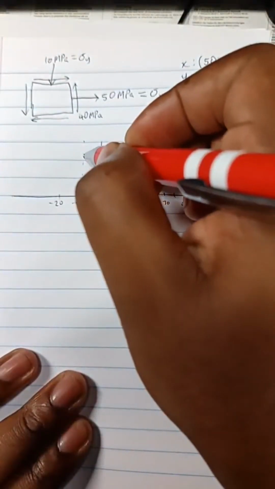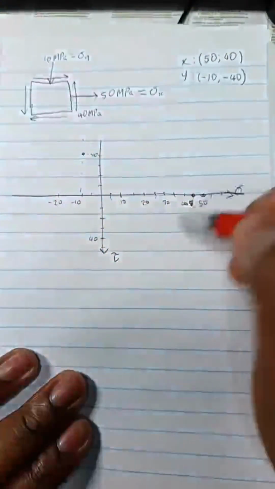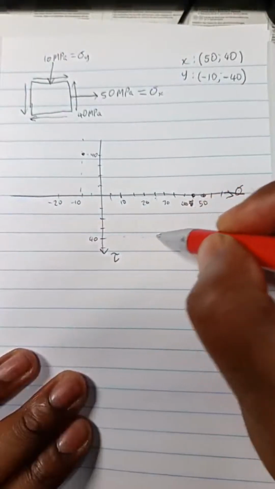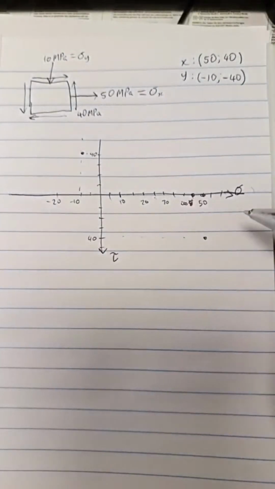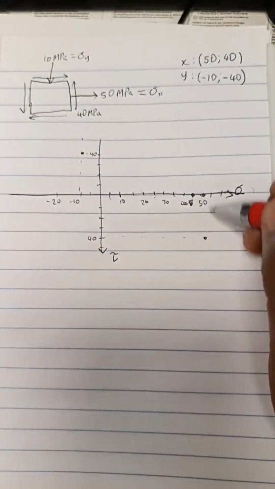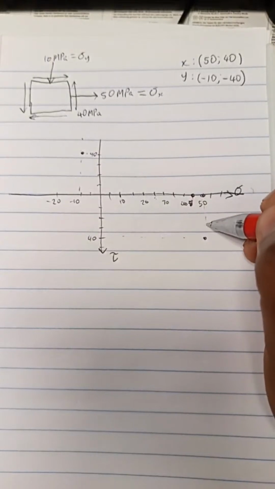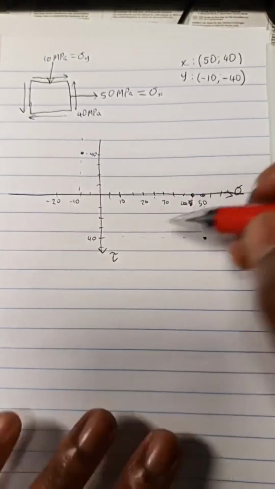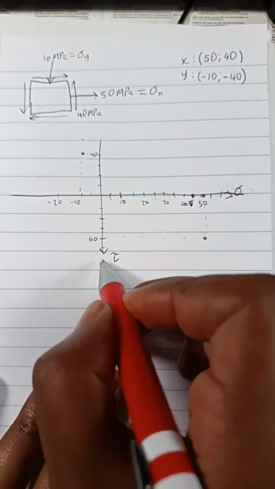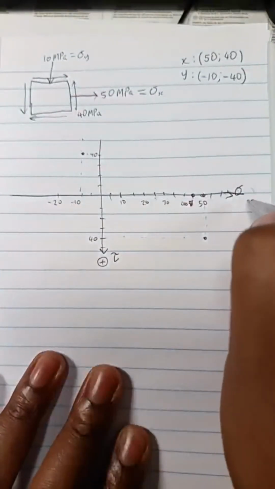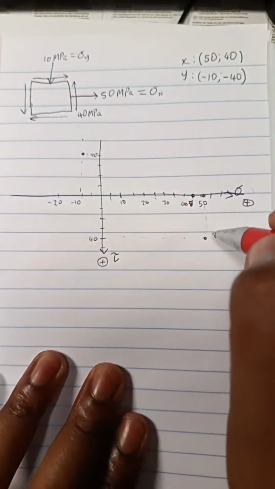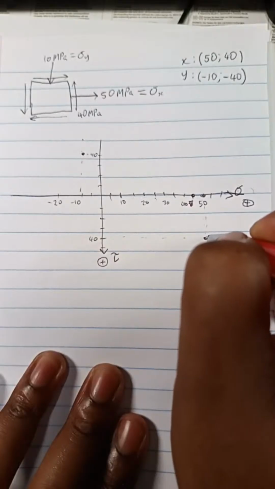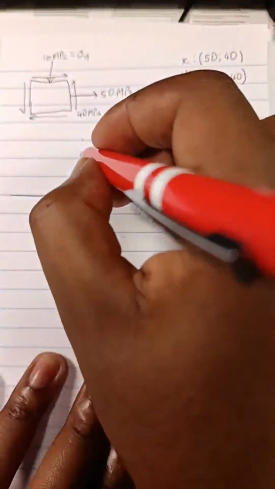Then we can join those two. We can also join these two. So basically, this is what we will be having. Then when you join these two, remember I said that positive is on this side for shear stress, positive is on this side for the normal stress. So now you join these two and then you try to draw a circle through them.